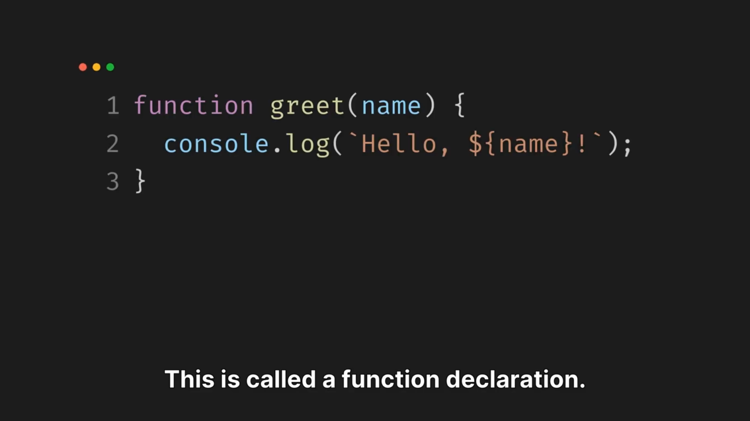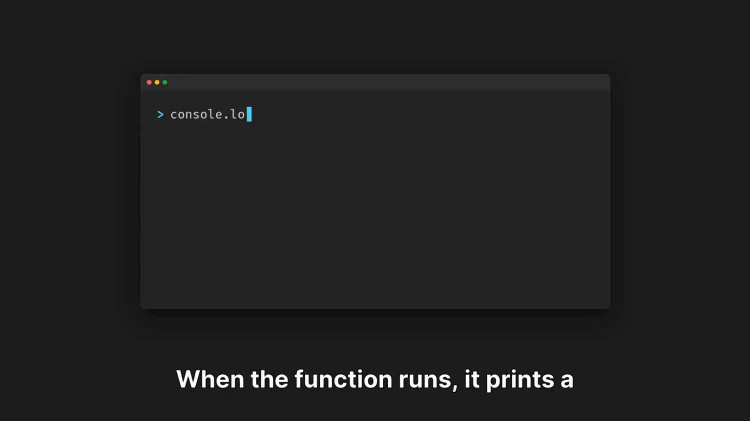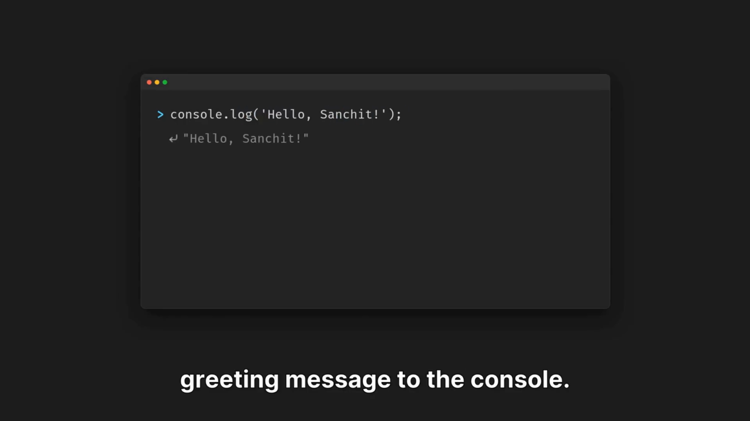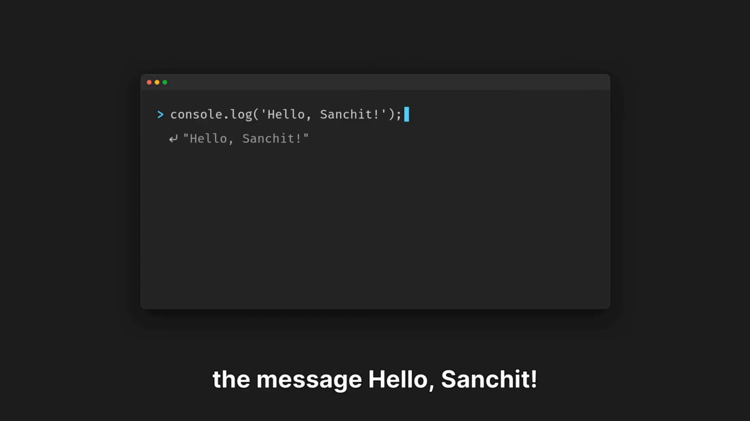This is called a function declaration. Here, we define a function named greet that takes one parameter called name. When the function runs, it prints a greeting message to the console. When we call the function using greet, Sanchit, the message hello Sanchit is printed.